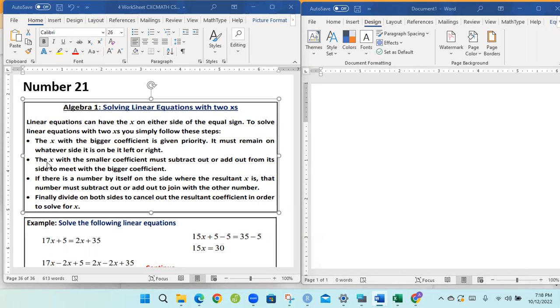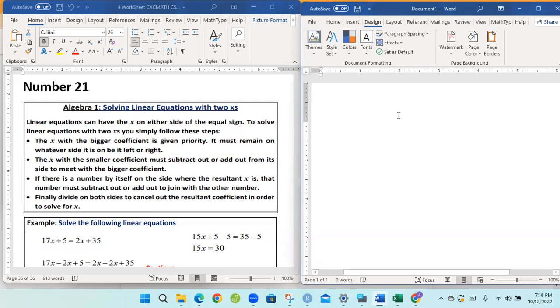coefficient. If there is a number by itself on the side where the resultant x is, that number must subtract out or add out to join with the other number. Finally, divide on both sides to cancel out the resultant coefficient in order to solve. So here you have an example, 17x plus 5 is equal to 2x plus 35.